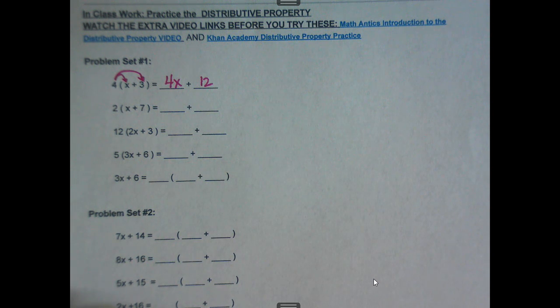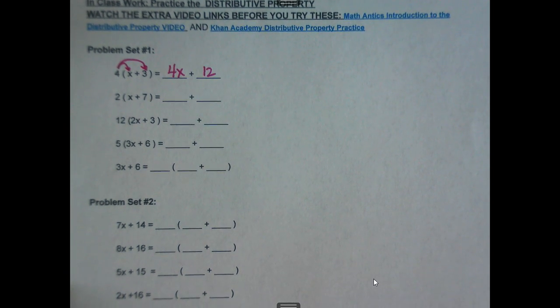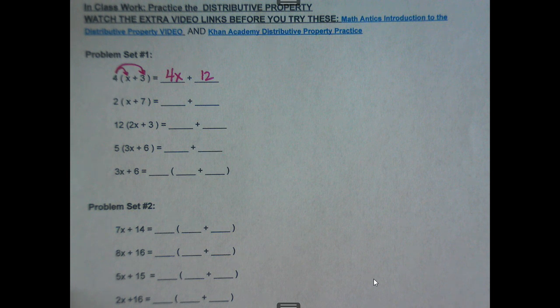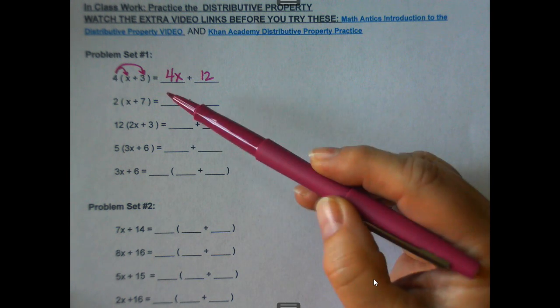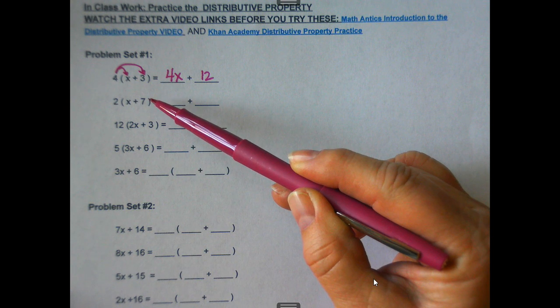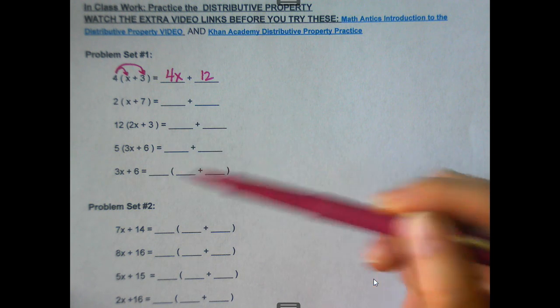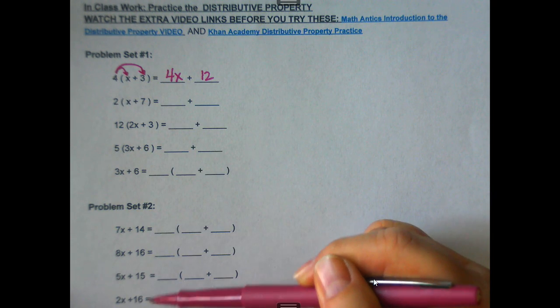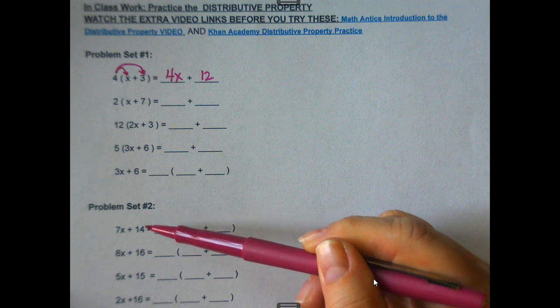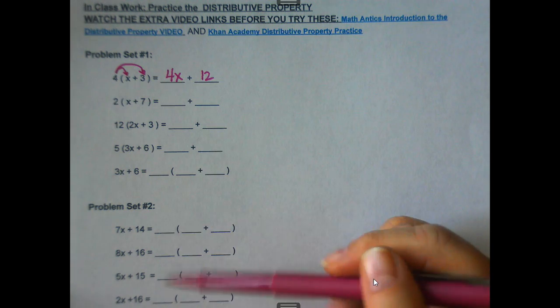All right, today we're going to be taking a look at the distributive property. I'm going to talk you through some of the problems in set 1 and some of the problems in set 2. The first set, if you take a look carefully, has most of the problems containing parentheses. And in set 2, most of them do not have parentheses in the original problem.